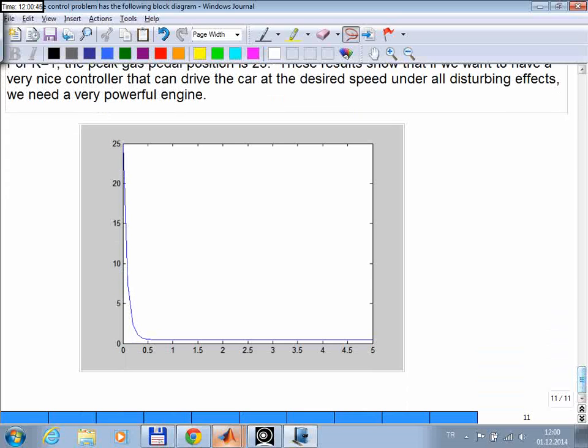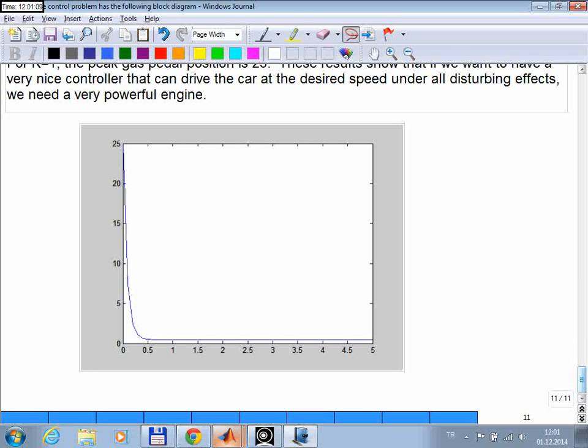Okay, so the message I was trying to give today is the following. Closed control is a very good thing. If you have a closed control, by choosing proper values, you can make the system as good as you want. You can make the car able to reject all kinds of disturbances you can imagine. But in practice, it's not that easy.